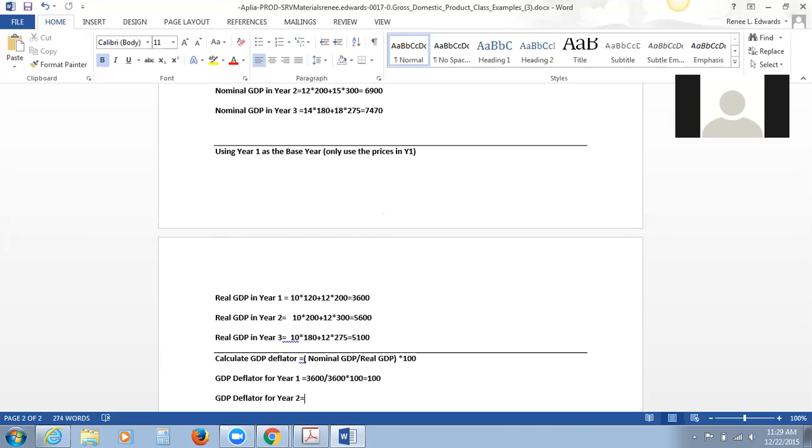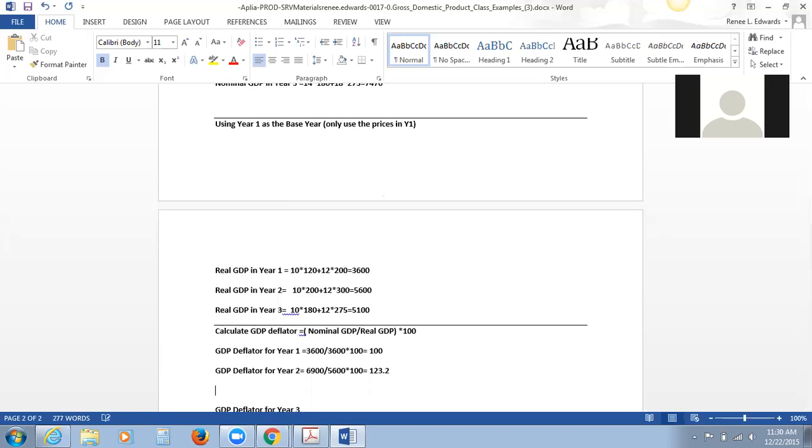All right. So the GDP deflator for year 2, taking nominal GDP, which is 6,900, divided by real GDP that year, times 100, is going to give me 5,600, I believe. Nope, excuse me, 123.2. So the GDP deflator, and this is just an index. The book talks about what an index is, and I'll also make a note here.